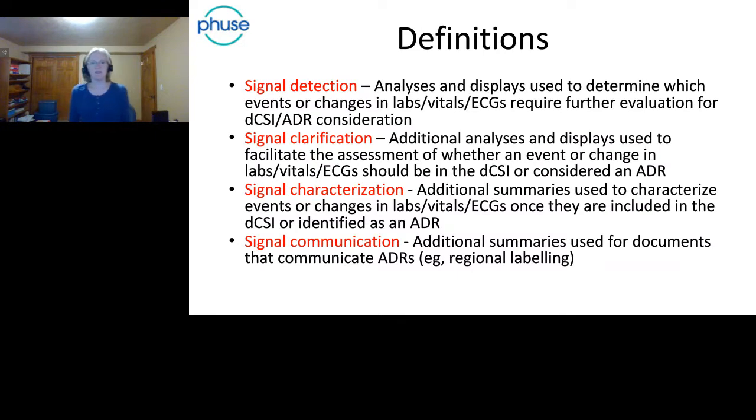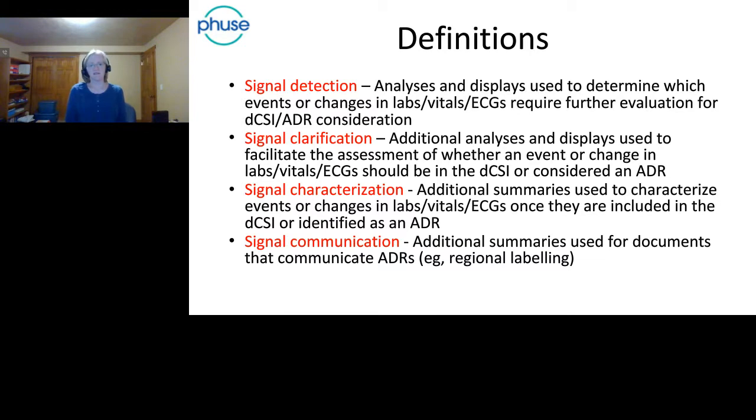So here are some other definitions that are helpful for conversations. These definitions really facilitate conversation for groups who are talking about integrated analyses. It is a distinction between the purposes of your analysis. You really need to understand the purpose of your analysis. Our standard safety signal detection package is about signal detection. So these are analyses and displays used to determine which events or changes in labs, vitals, ECGs require further evaluation to decide whether or not it is an ADR.